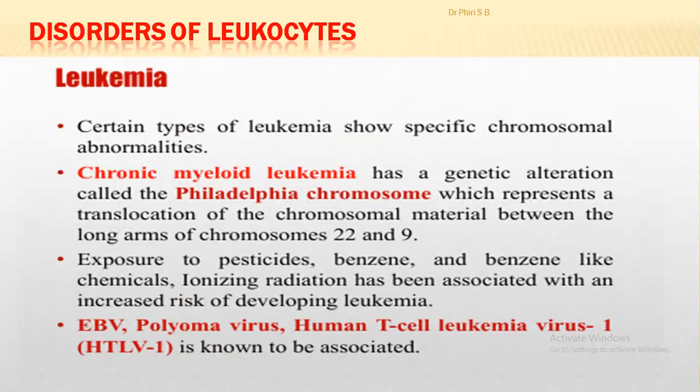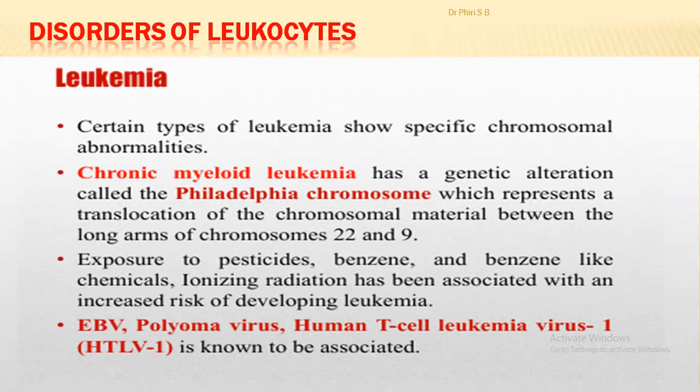So certain types of leukemia show specific chromosomal abnormalities. There is change in the genetic makeup of these persons with leukemia. So you can have mutation of the genes or the chromosomes. Chronic myeloid leukemia has a genetic alteration called the Philadelphia chromosome, which represents a translocation of chromosomal material between the long arms of chromosomes 22 and 9. So there is translocation of these materials from chromosome 22 to chromosome 9.